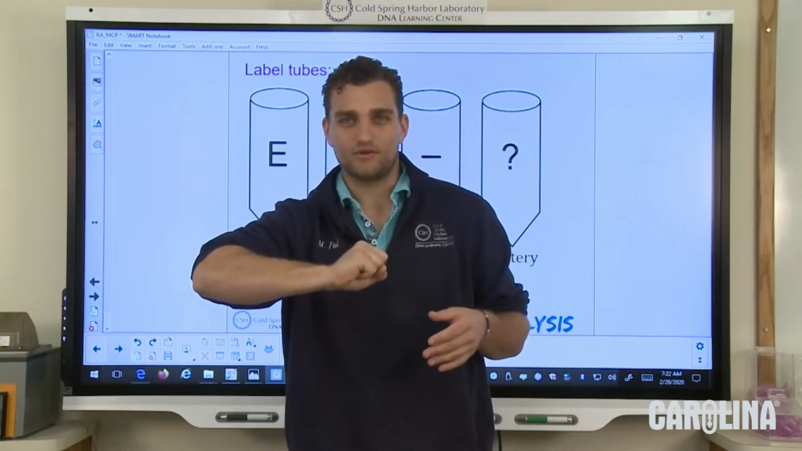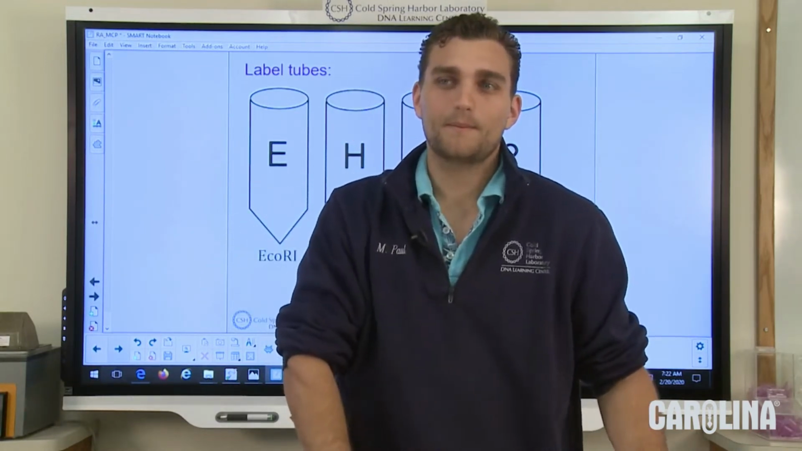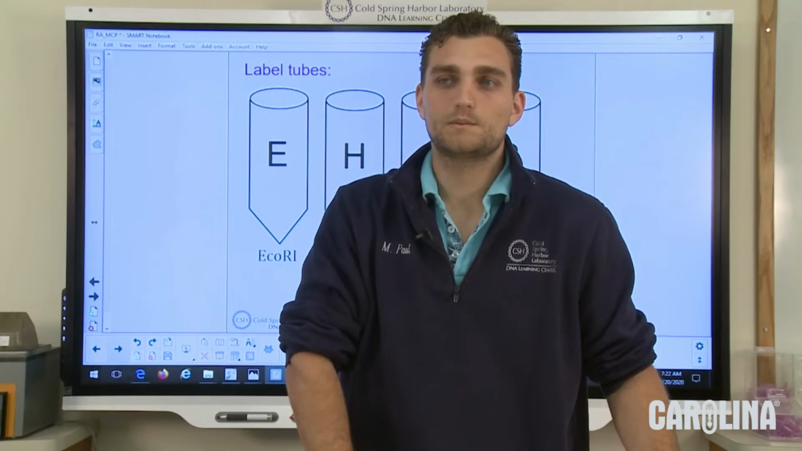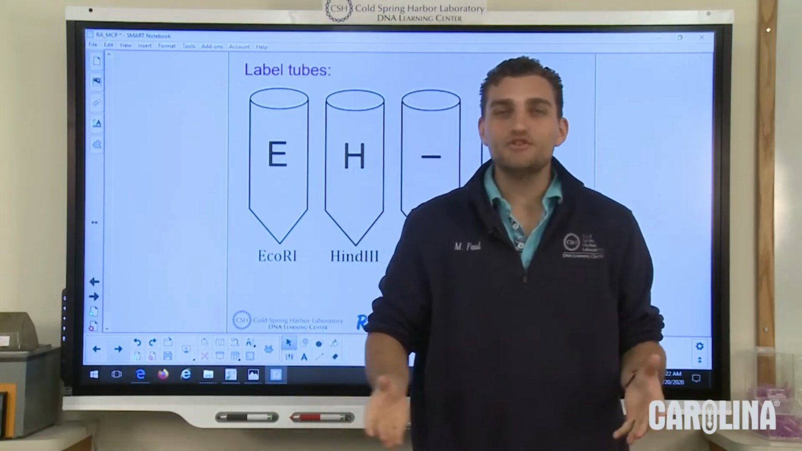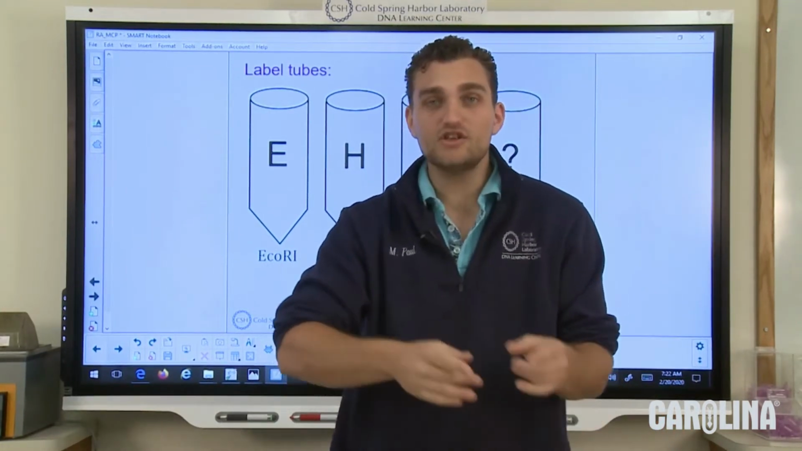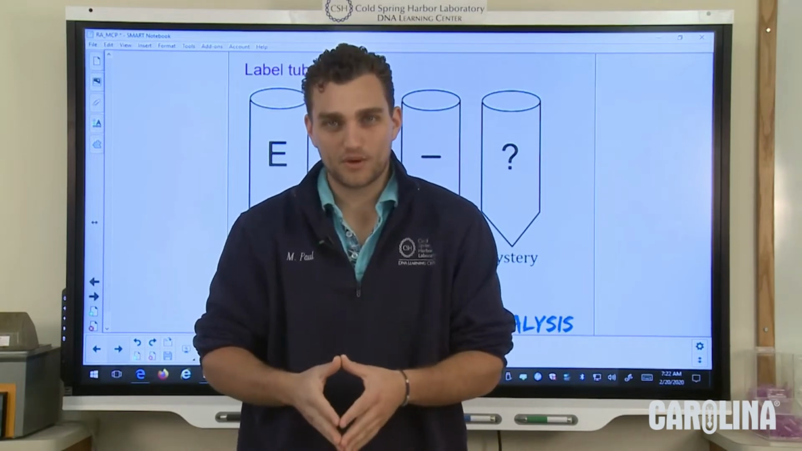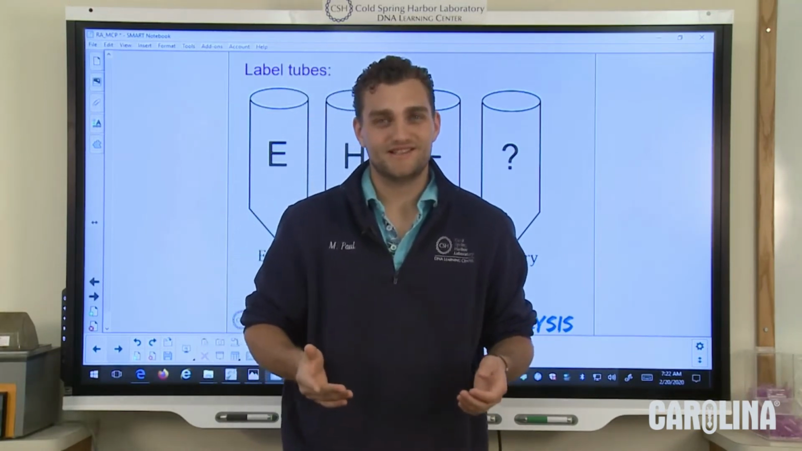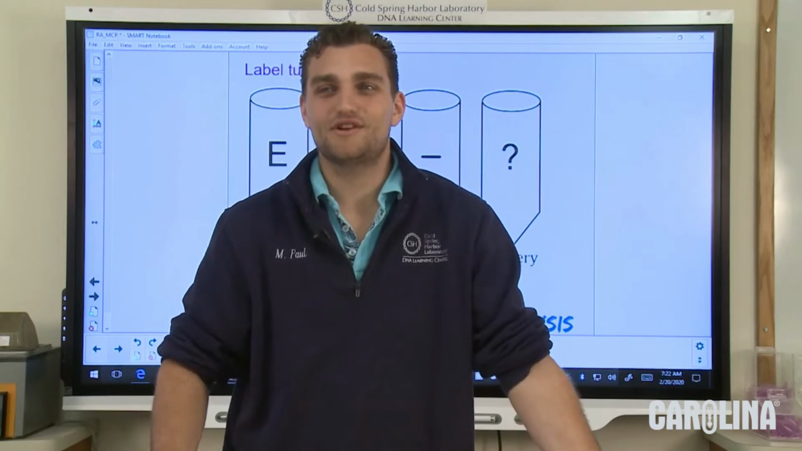What else needs to be controlled for enzymes to work? Temperature. Awesome job. So the temperature also needs to be controlled. So pH and temperature. The temperature that we're working with today is 37 degrees Celsius. What is the significance of 37 degrees Celsius?